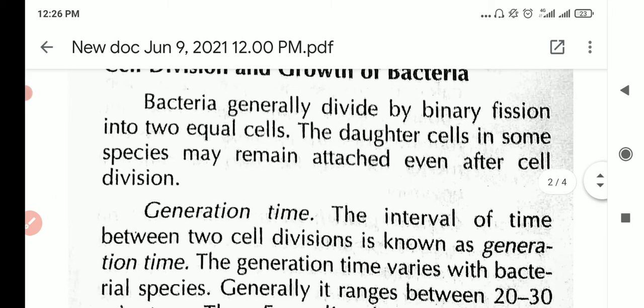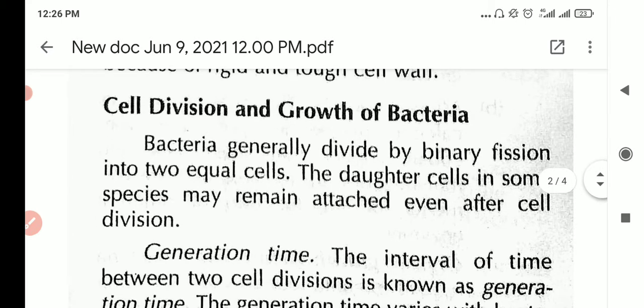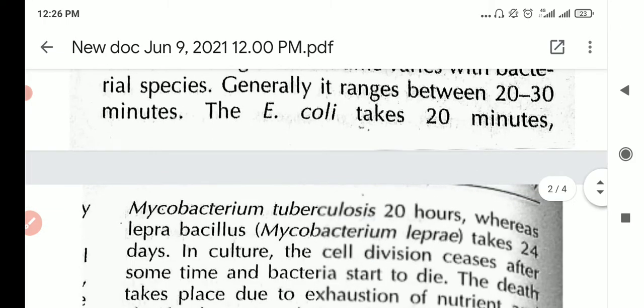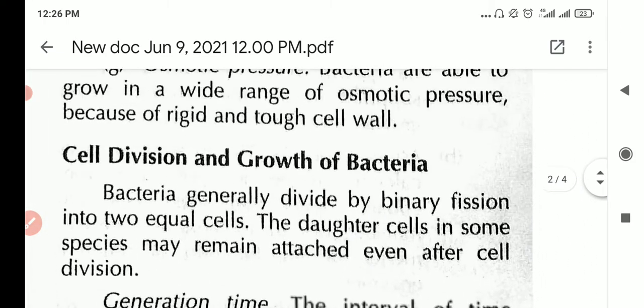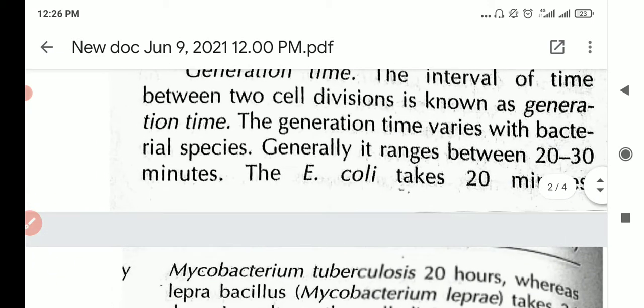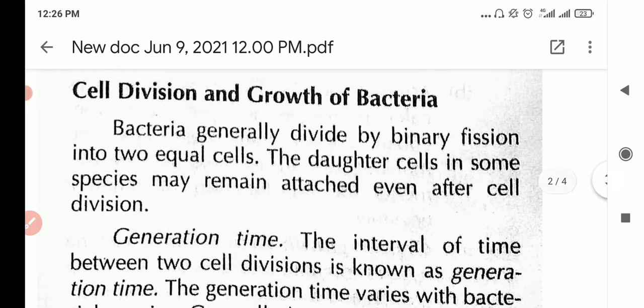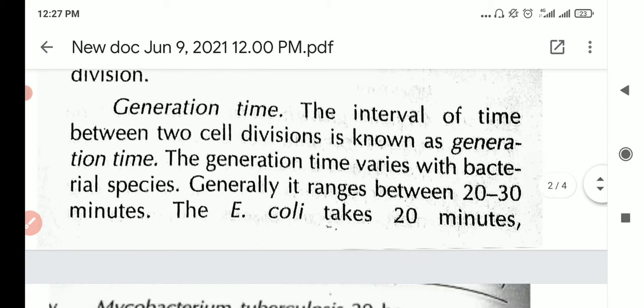Okay, so let's go to the important part of this lecture. So we saw the binary fission, no, in the last 2 classes back, where from 2 you get 4, etc. So there is a term known as generation time. It is the interval of time between 2 cell divisions. Okay, that is your generation time. It varies from species to species.